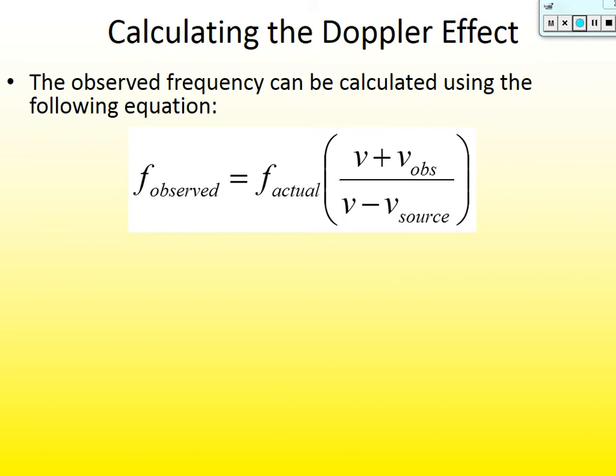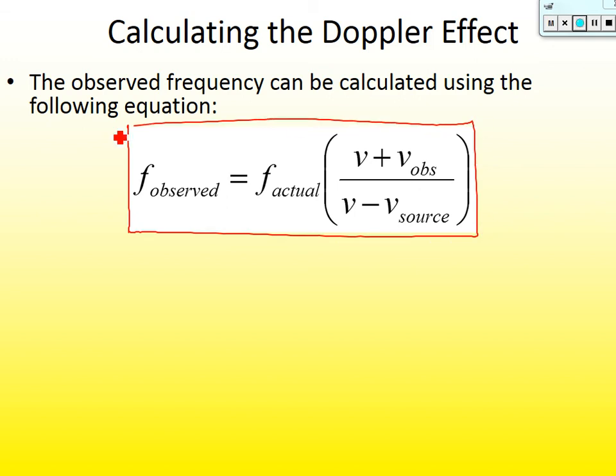So in your books, there's a spot for you to write down the Doppler effect equation. This is the Doppler effect equation. It's a pretty cool equation. And as you're writing that down, I'm going to explain all the variables that are in this equation. It's going to be important that you know which variable is which and what it means, because you're going to have to plug numbers into them.